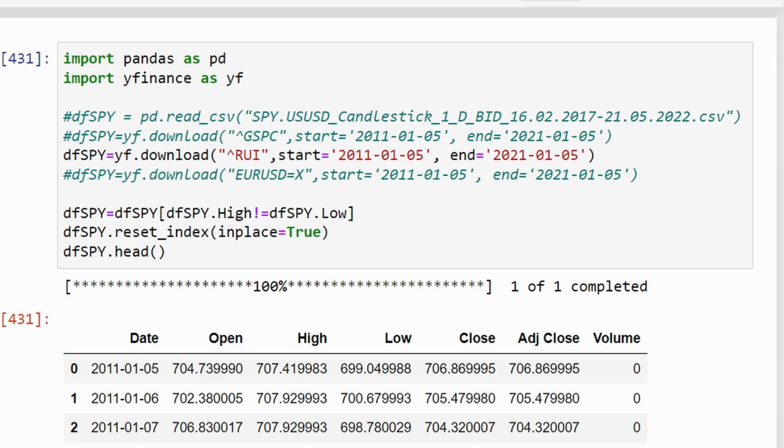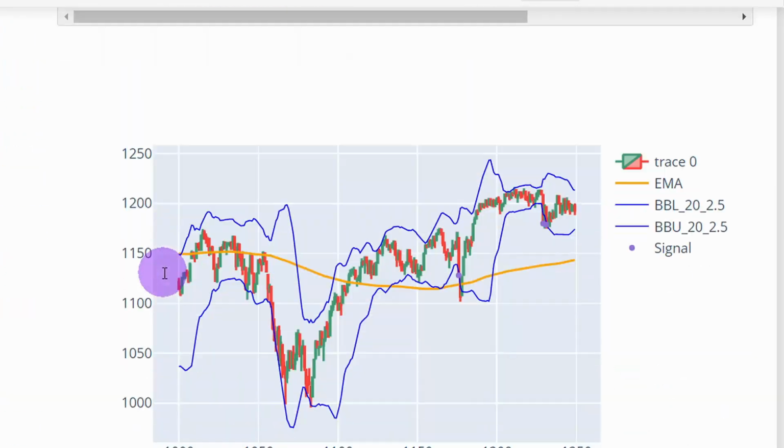If you have any ideas, don't hesitate, just drop a comment below. As you can see, this is a really high winning rate system.